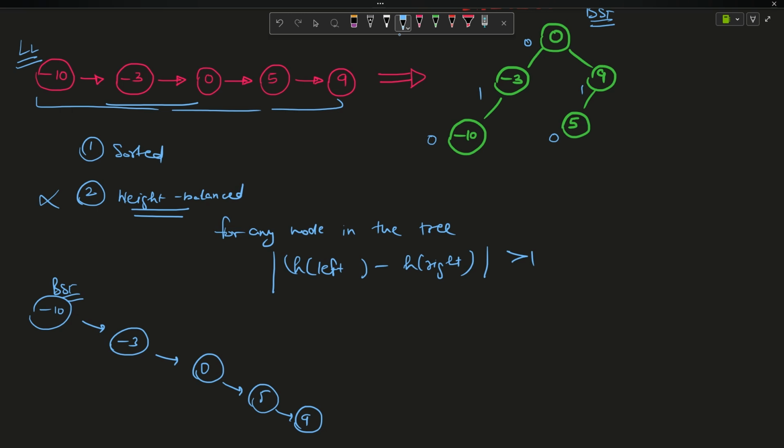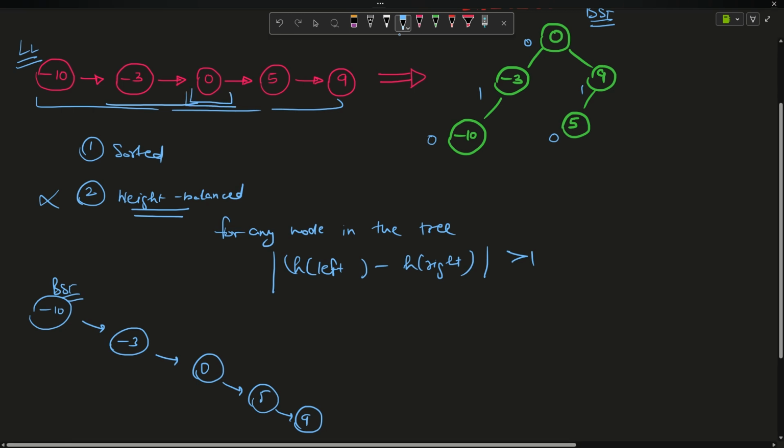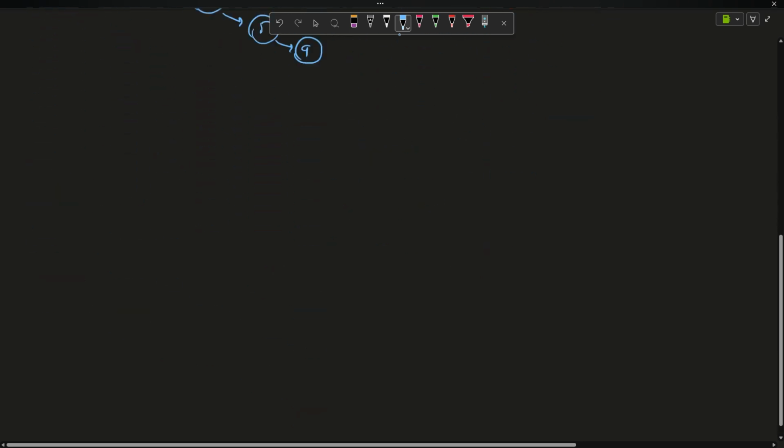Now, how will you approach this problem? So for the height balanced tree, my observation says that the root is always going to be the middle node. That is, if I don't try to look at it as a linked list, if I try to look at it as a vector, so minus 10, minus 3, 0, 5, 9. This is a vector given to me, suppose. Forget about the linked list for 1 minute, right?